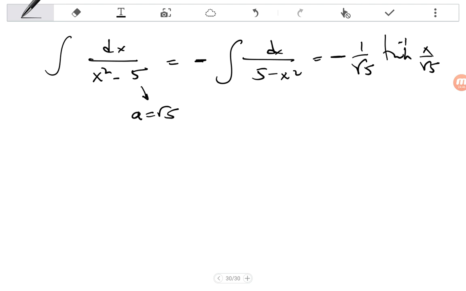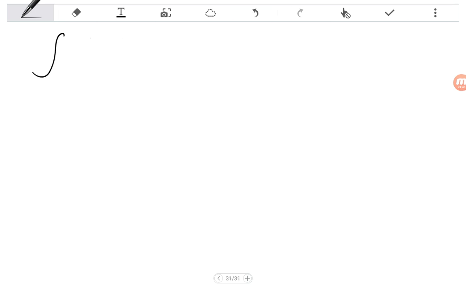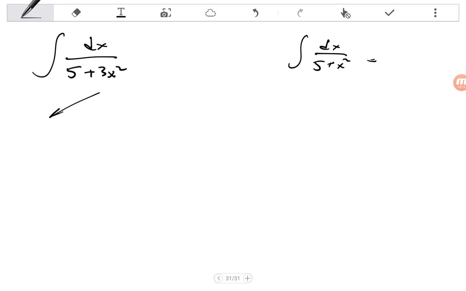What about this expression, dx over 5 plus 3x squared? If it was 5 plus x squared, I would apply the same rule. But now it is 3x squared. Maybe we have to get rid of the 3. Yes, that's one method to deal with this problem. We may take the 3 out as a common factor. It will be 5 over 3 plus x squared.